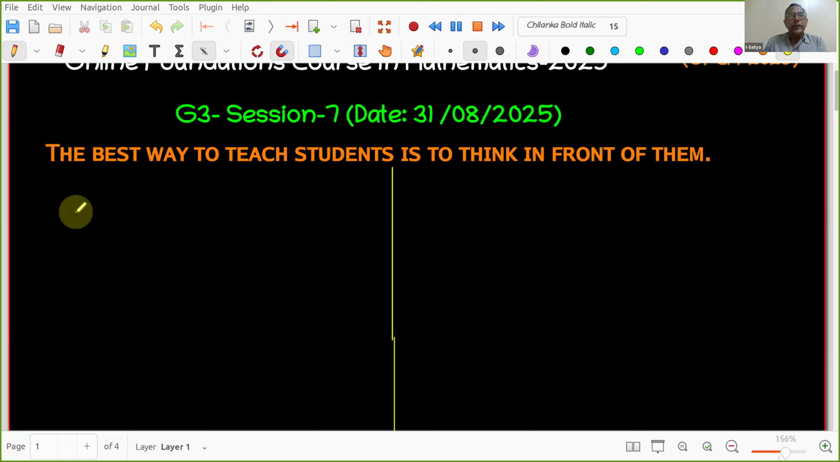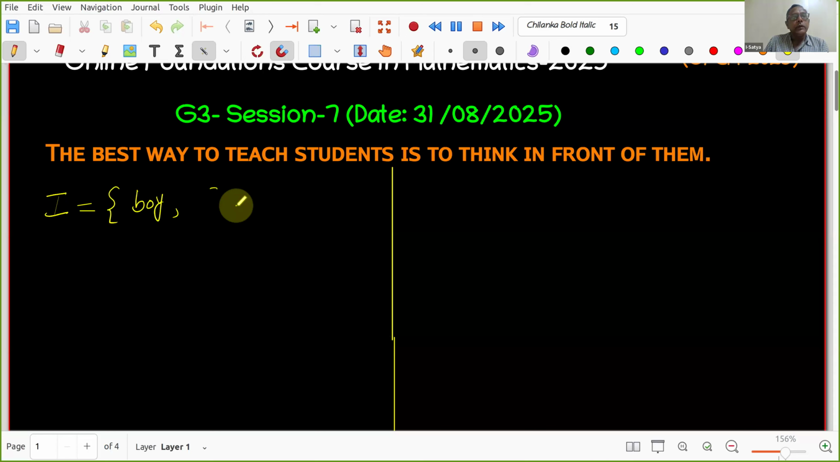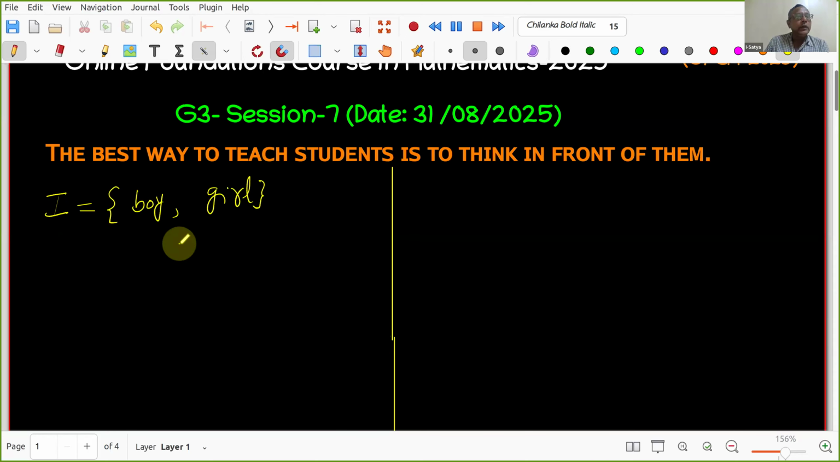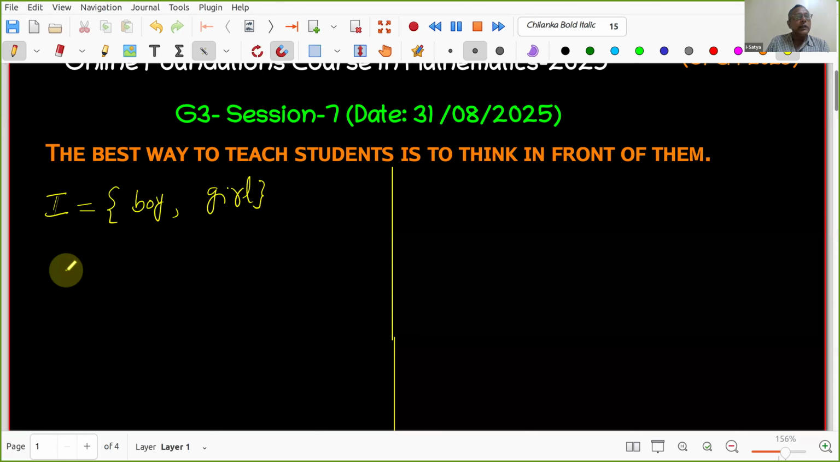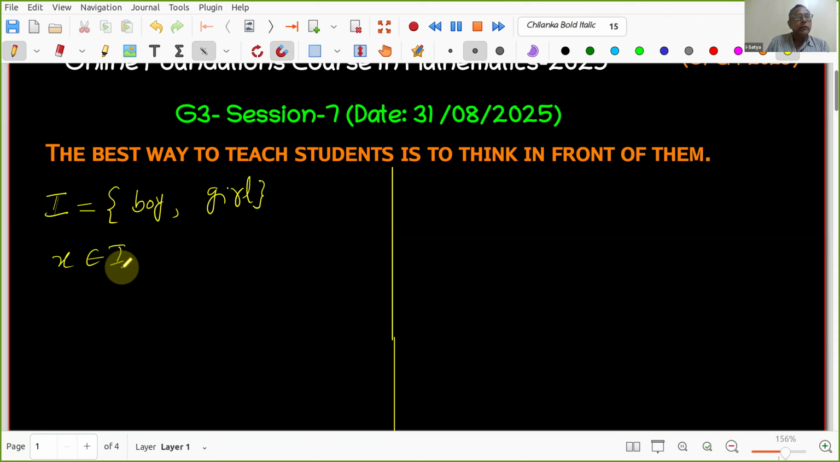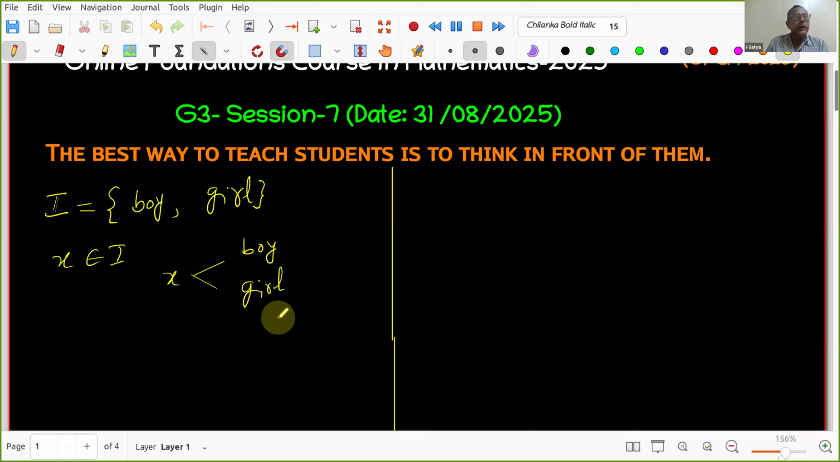Okay, so today we are going to discuss some new concept. For that, I am giving some set. I am defining I equal to {boy, girl}. This set contains two elements, boy comma girl. Now from this set, I am constructing other sets. For example, x belongs to I. Then what are the possibilities for x? X has two possibilities. It can be boy or it can be girl. There are only two elements in this set. So if x belongs to I, then x is equal to boy or x is equal to girl.